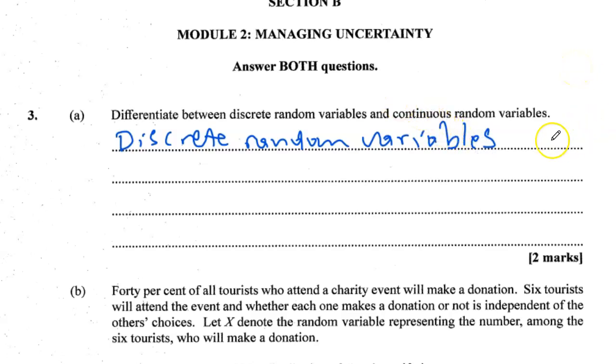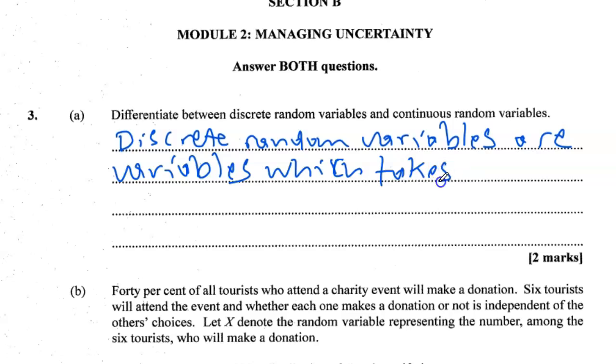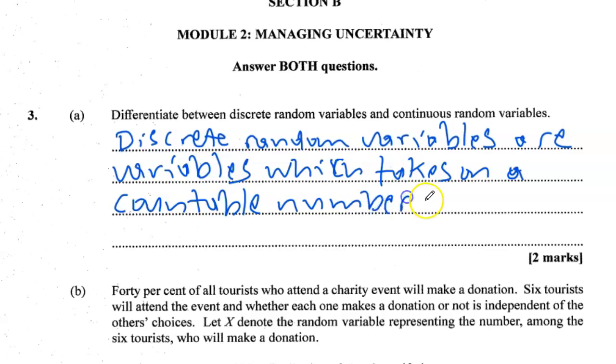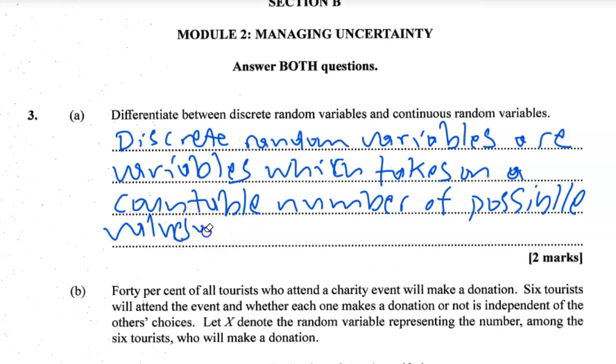are variables which take on a finite or countable, whichever word can be used, a countable number or a finite number of possible values, while continuous takes on an infinite amount.